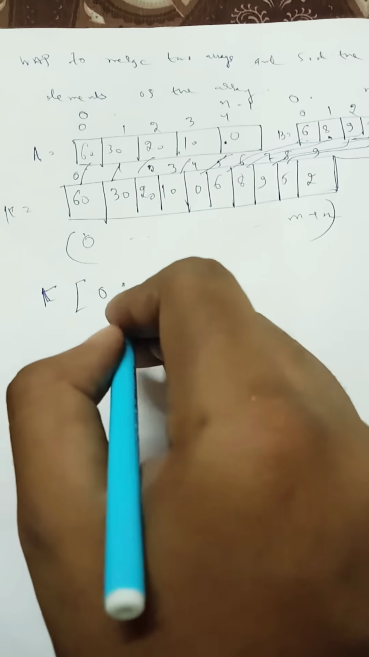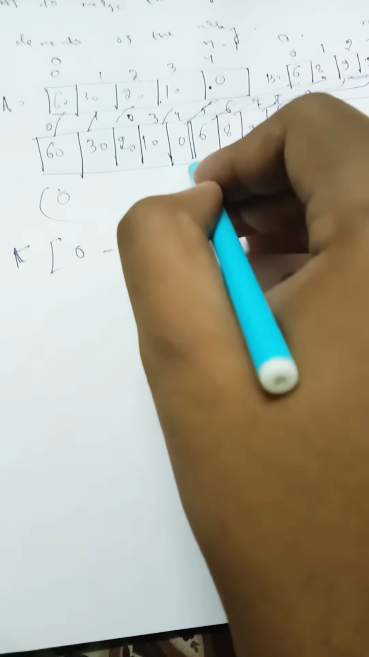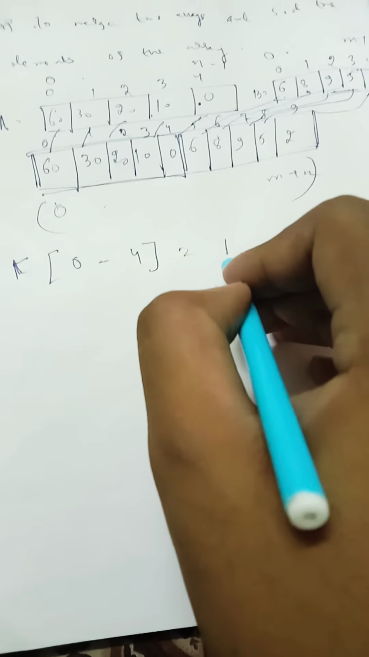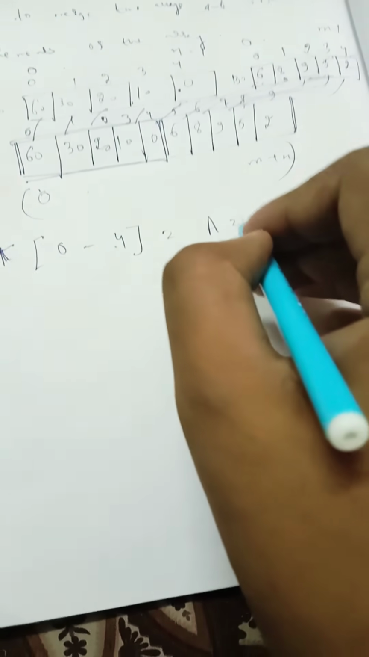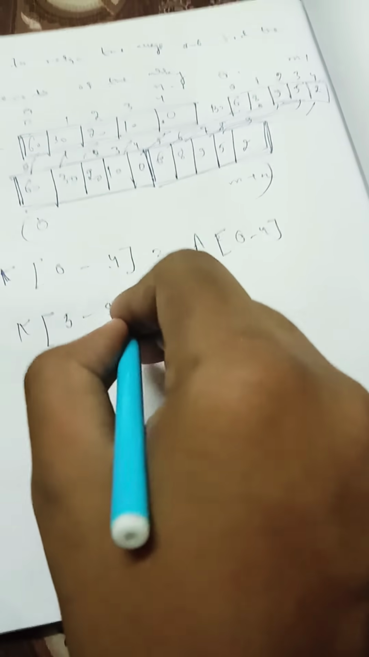Now let's move on to the source code and see how it will work. If we assign from 0 to 4, it will take the whole array a from 0 to 4 into array k 0 to 4. Then array k from 5 to 9 will take all the values of b, 0 to 4, every value like this.